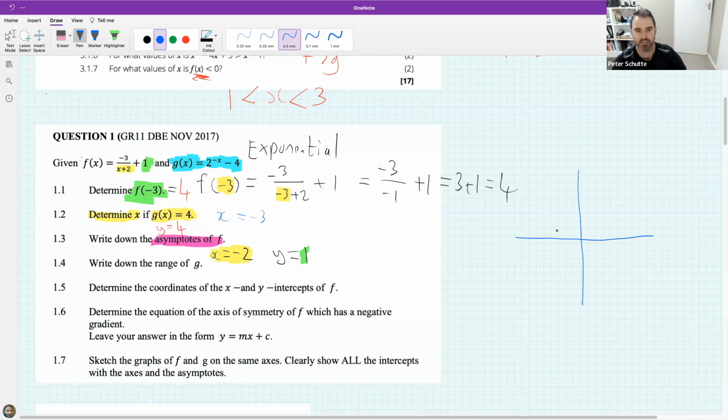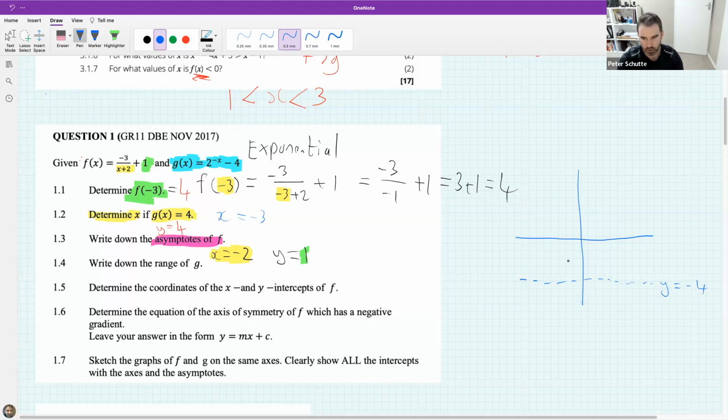Okay, this is a little bit sneaky. In order to know the range of G, we're dealing with an exponential. Does an exponential have an asymptote? I think it does, and the exponential graph's asymptote is this -4 over here. So in order to do the range for G, I almost feel like I need a little sketch graph to help me. And so I'm going to put y equals -4 over here.